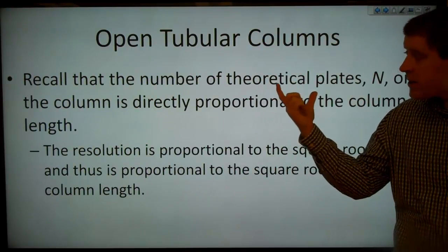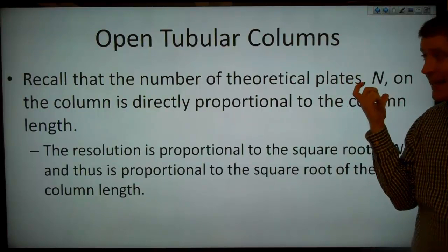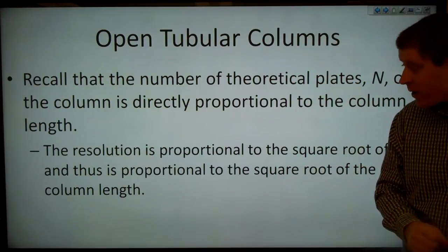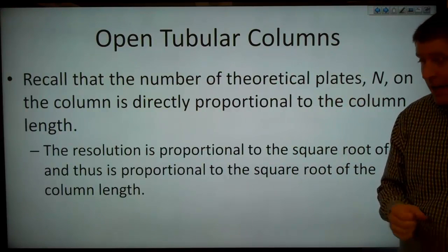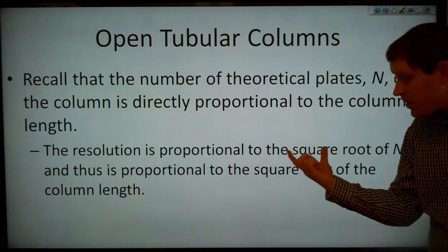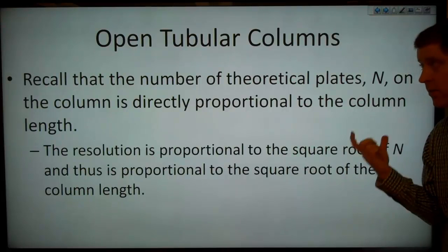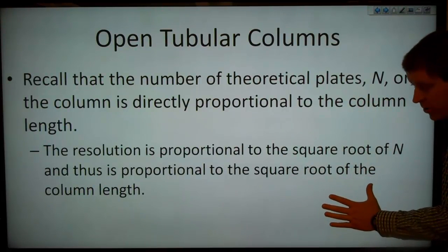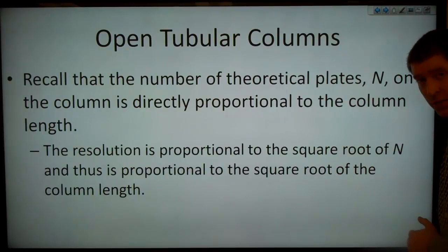So recall that the number of theoretical plates, capital N, on the column is directly proportional to the column length. And also remember that the resolution is proportional to the square root of N, the number of theoretical plates on the column, and thus the resolution is proportional to the square root of the column length.